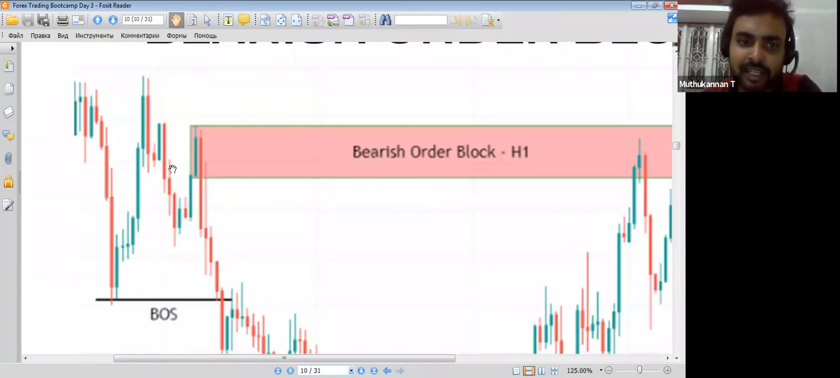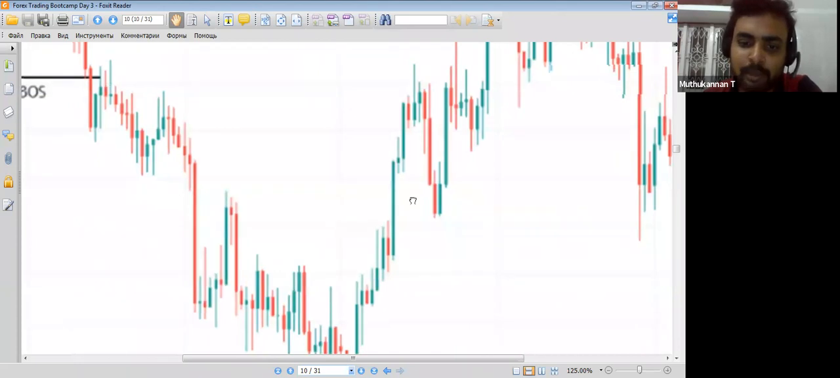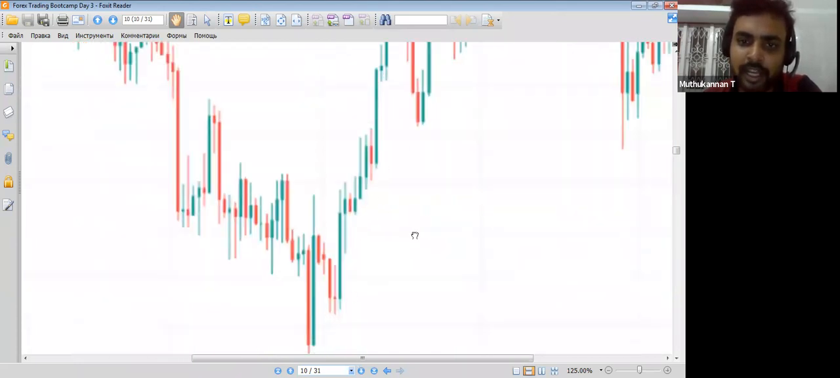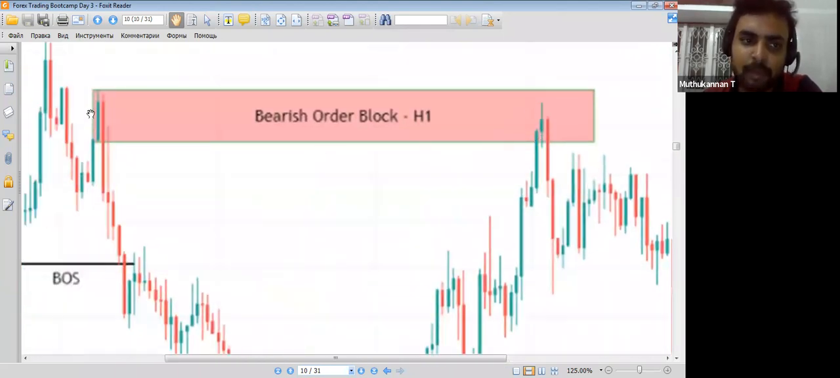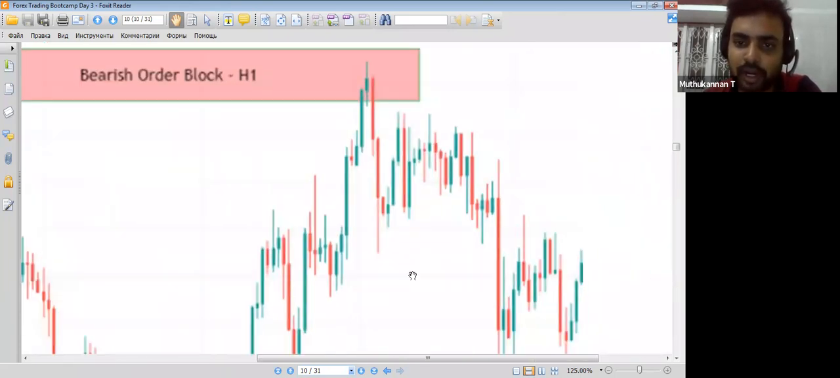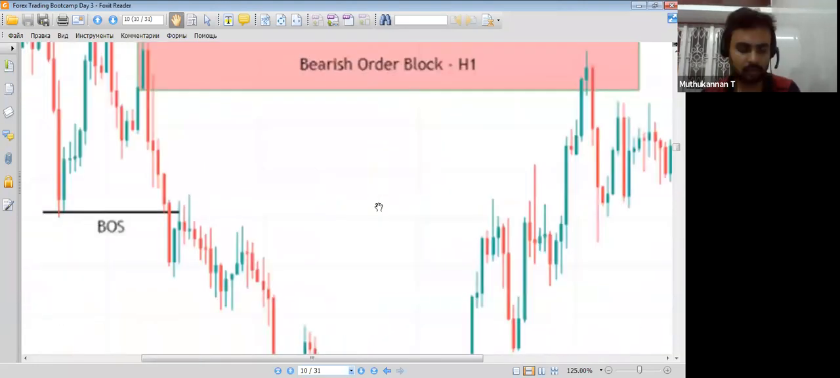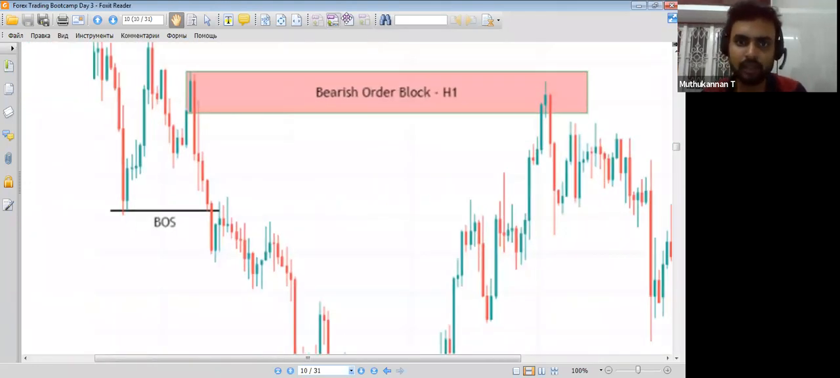Now to recover that loss, they'll simply take price to the upside and touch here. As soon as it touches here, they'll be closing this buy position. That's why this down candle is happening. Okay. So this is called a bearish order block. I'll give you some examples, then I'll explain this in a detailed manner.